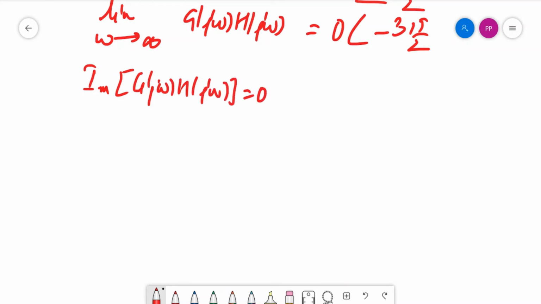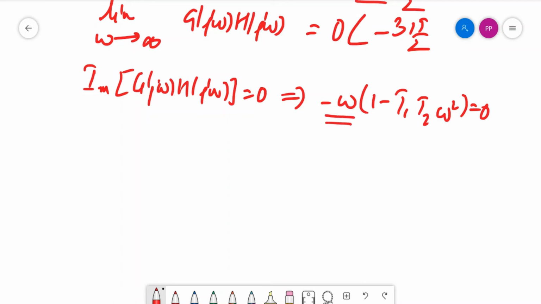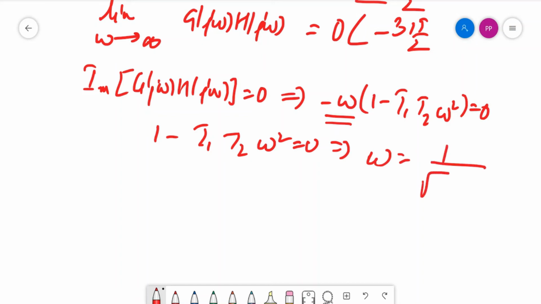Once I equate this with 0, we have minus omega into (1 minus tau 1 tau 2 omega square) equal to 0. From this we understand that omega should not be 0 at the crossing of the imaginary axis. So 1 minus tau 1 tau 2 omega square should be 0, which implies omega equals 1 divided by square root of tau 1 tau 2. From there we can determine the component on the negative real axis which is traversed.